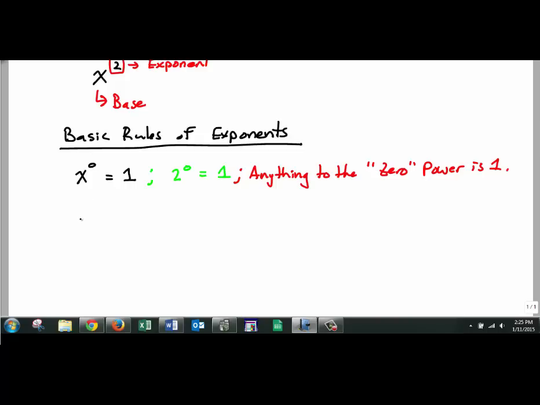We can also talk about an expression to the first power, which is just the base itself, because this is saying I have x written down one time. So anything that's to the first power is just itself. If I had 2 to the first, that would give me a 2. Anything to the first power is itself.